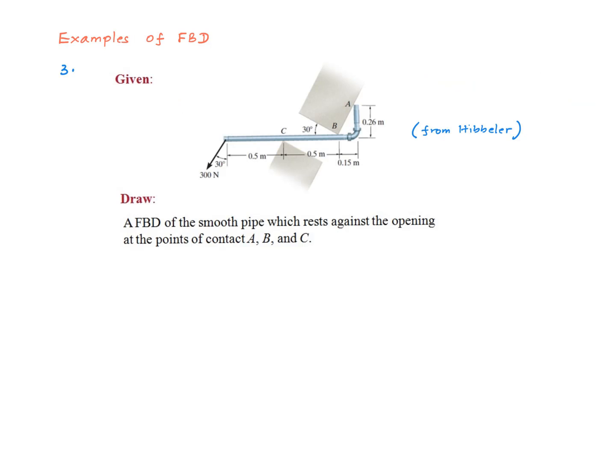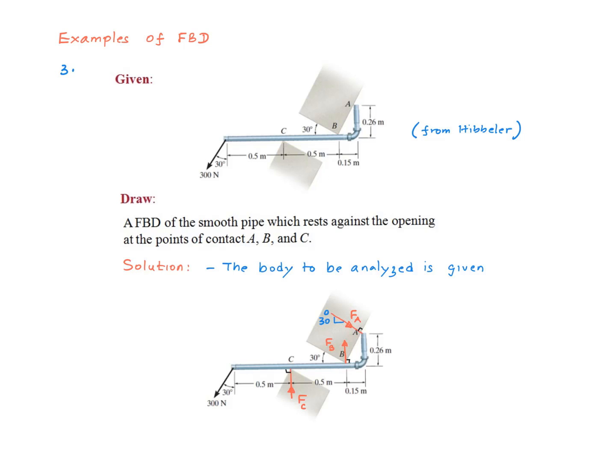Here's one more example, and we want to develop the free body diagram of the smooth pipe, which is this pipe right there, which rests against the opening at points of contact A, B, and C. Here's the solution. The body to be analyzed is given to us, and in this case I have chosen to draw the free body diagram right on the picture.